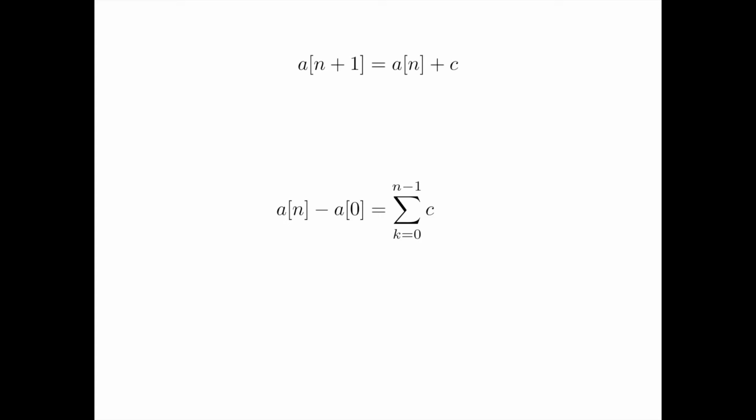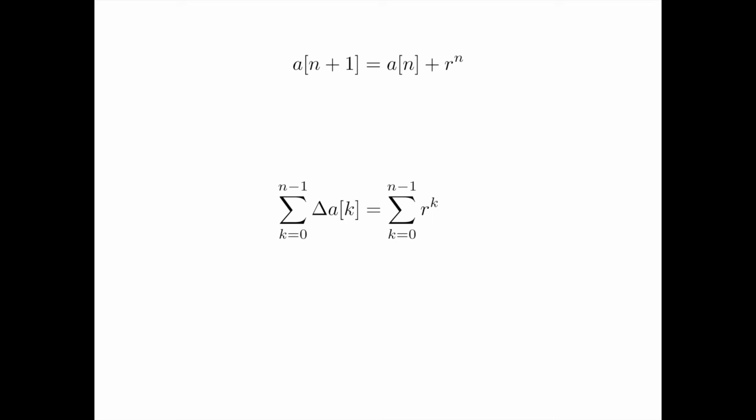Since there are n integers between 0 and n minus 1, the right-hand side of our equation represents adding c to itself n times, which is the exact same thing as multiplying n times c. Finally, we can add a of 0 to both sides to get the expression we were looking for: a of n is equal to n times c plus a of 0. While we're at it, let's try another one.